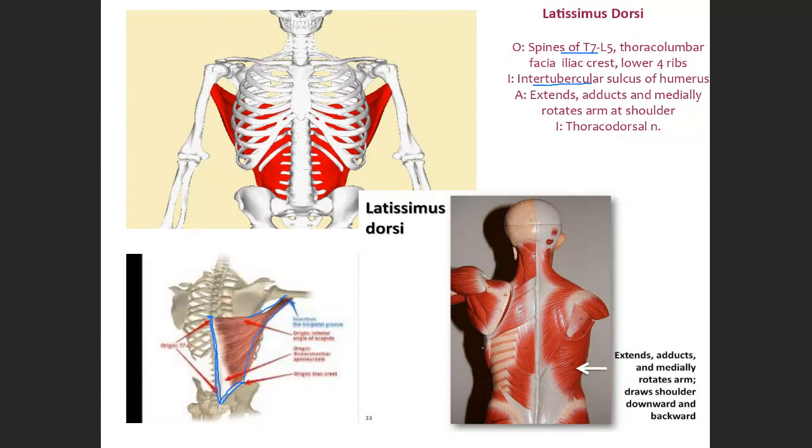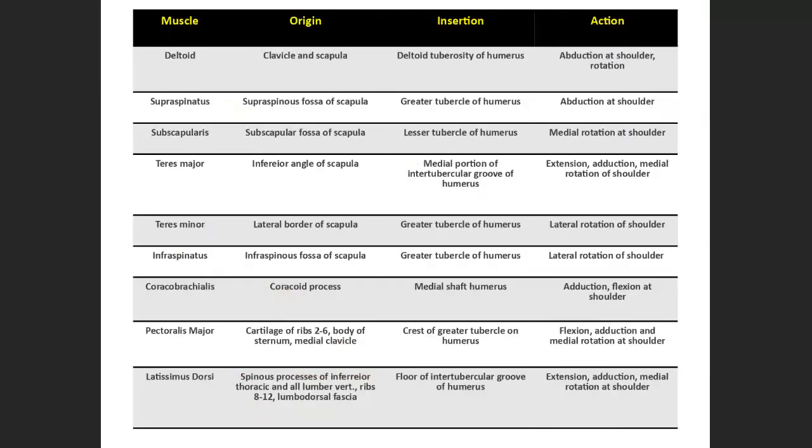So it's going to insert in that sulcus of the humerus. So the movements are all associated with arm movements. So what are the movements? It's going to help in extension of the arm, correct? It's going to pull back. It's also going to adduct and medially rotate. Remember, medially rotate is like buttoning your bra. And the nerve to this latissimus dorsi is the thoracodorsal nerve.